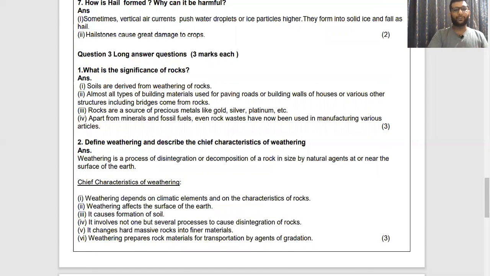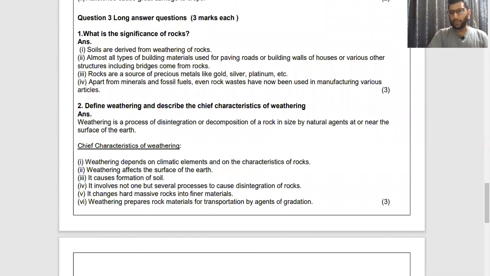Let's take the next question, children. That's a long answer. What is the significance of rocks? So first, soils are derived from weathering of rocks. Almost all types of building materials which are utilized for paving the roads, building the walls of the houses, or even various types of structures, right from bridges, are coming all the way from the rocks.